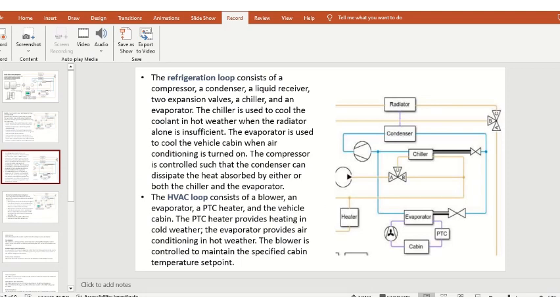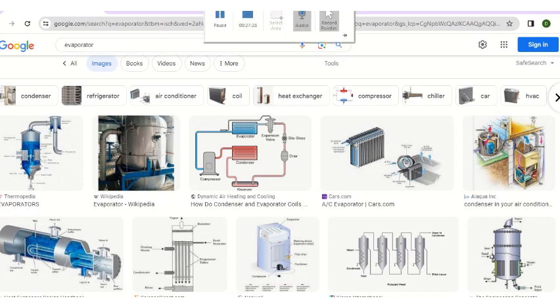A blower is nothing but a fan. So these are the components that are used in thermal management systems, right? Thank you. I am stopping my lecture.